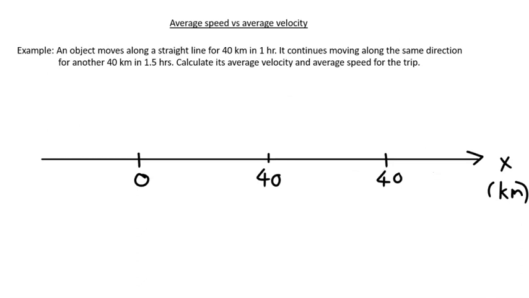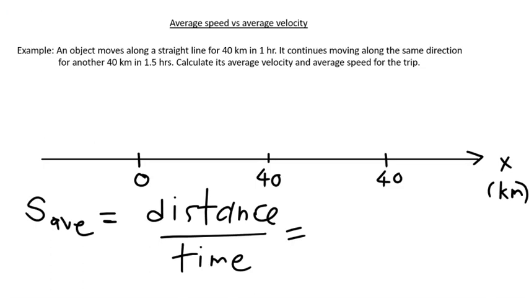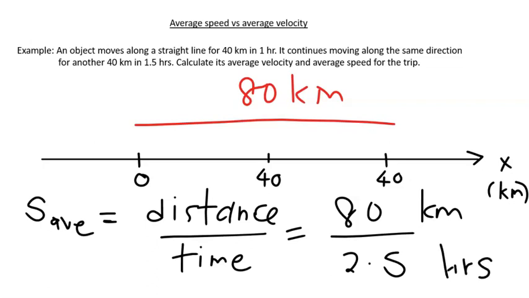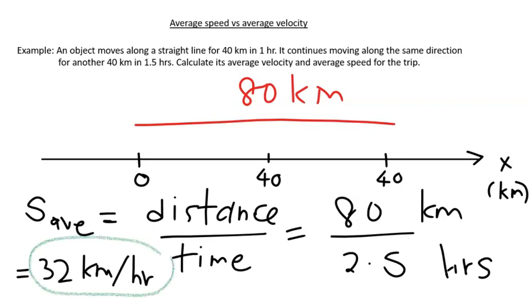Now let's try to understand the concept of average speed versus average velocity using the example below. You have an object that's moving 40 kilometers in 1 hour, and then it continues moving along the same direction for another 40 kilometers, but now taking 1.5 hours to do it. What is the average velocity and average speed for the trip? The average speed can be calculated in the following way: distance over time. The total distance is 80 kilometers, and it is completed in a total time of 2.5 hours, which gives us 32 kilometers an hour.